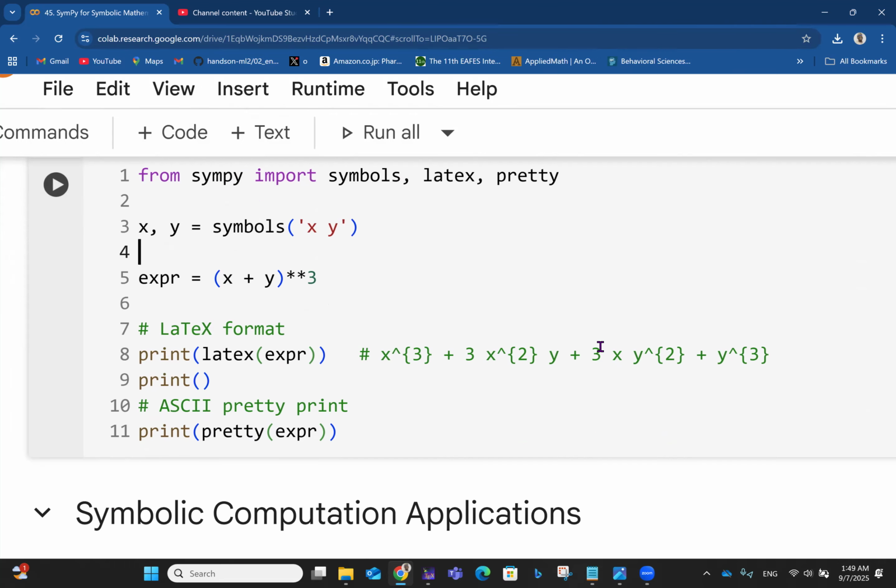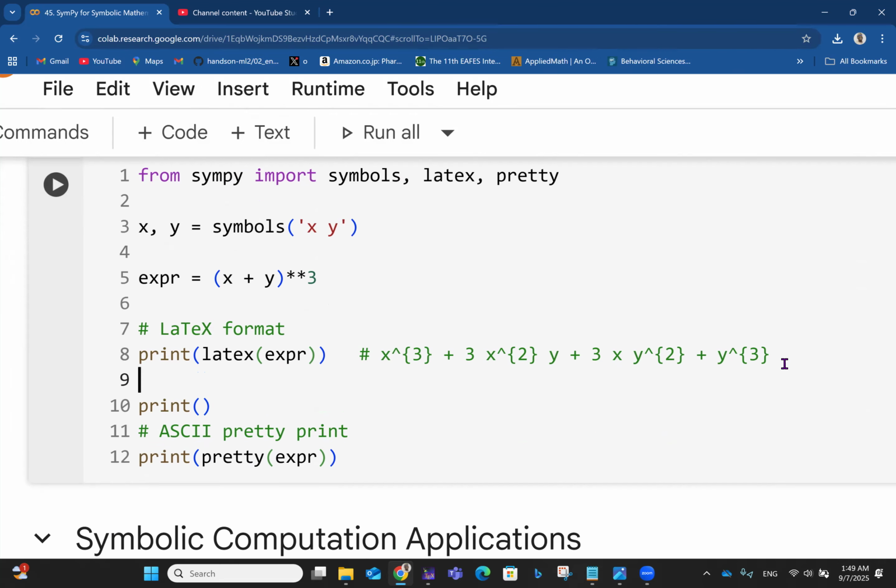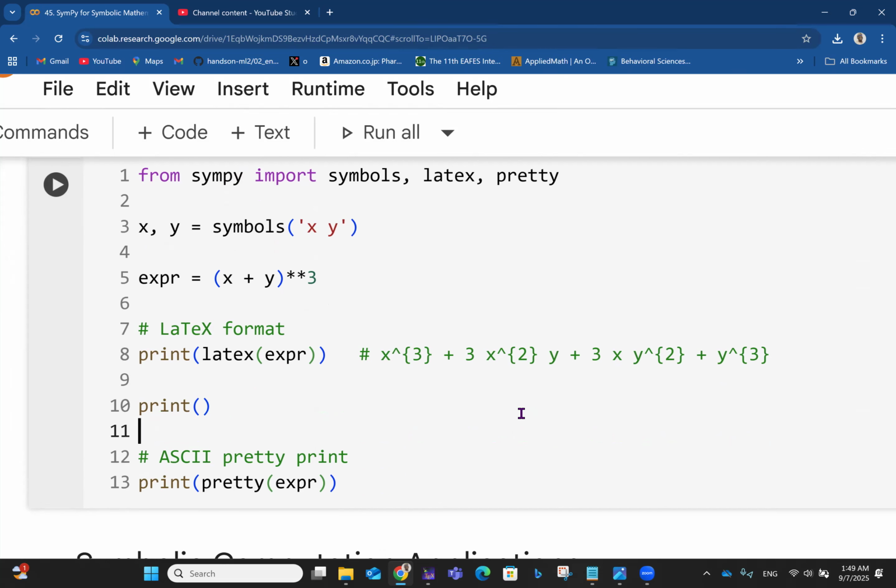So you can have that printed in LaTeX format, right? To do that, just say print(latex(expression)). So that would now be, instead of the Python x**3 + 3x**2y, you don't have that. You have it in LaTeX form, where you have x^3 + 3x^2y, that normal LaTeX. And then you can also do pretty, where you have ASCII pretty print.